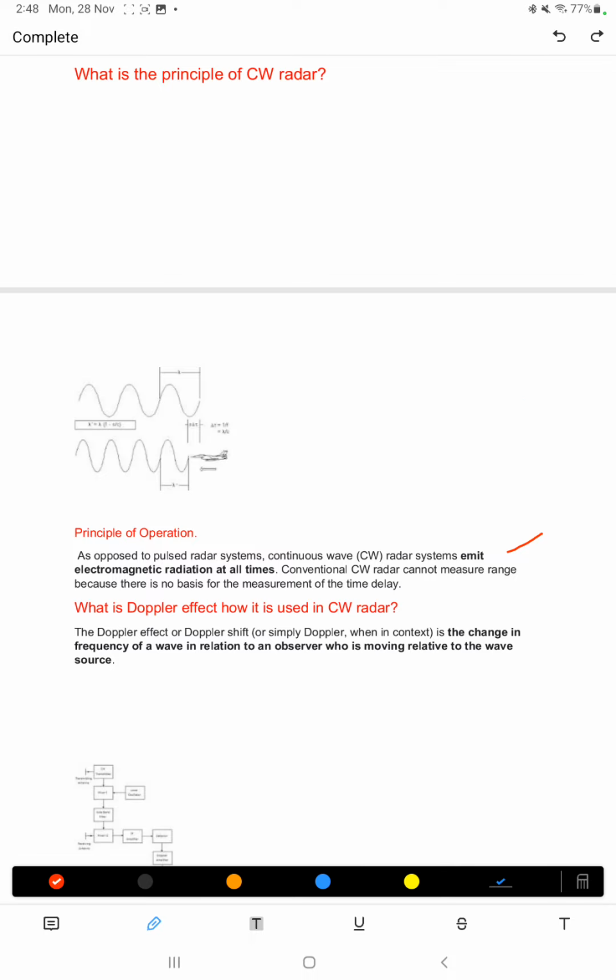A conventional continuous wave radar cannot measure range because there is no basis for the measurement of the time delay. Time delay we don't know. So a conventional continuous wave radar cannot measure its range. What is Doppler effect? How is it used in continuous wave radar? We do not find the time delay, so that's why it cannot measure the range.